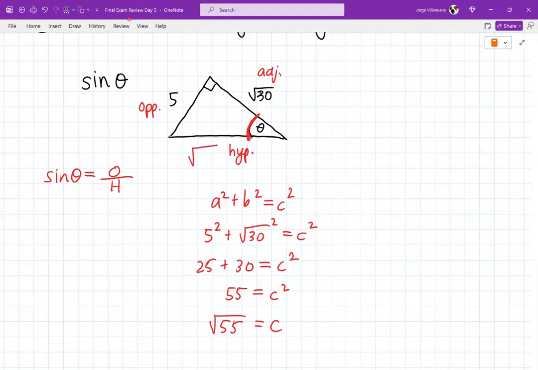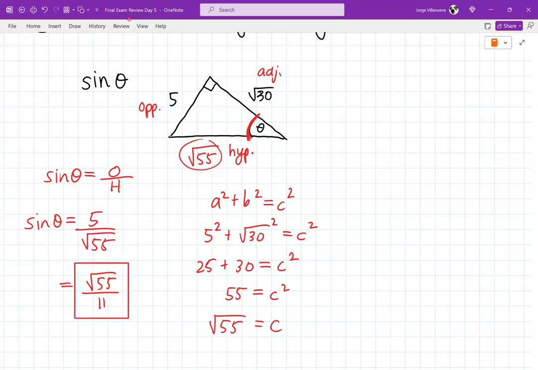So now I know that this is the square root of 55. I'm going to circle it just to make sure I see it. Now let me fill out the actual problem. Sine of theta equals opposite over hypotenuse. So sine of theta is equal to 5 over the square root of 55. Now that's a good answer, but most likely on your final exam they're not going to want that. So all you have to do is put it in your calculator, 5 divided by square root of 55, and it should give you square root of 55 over 11.